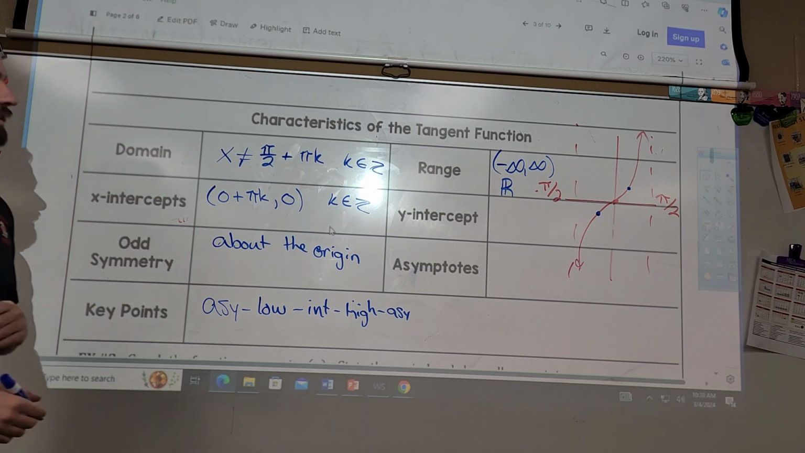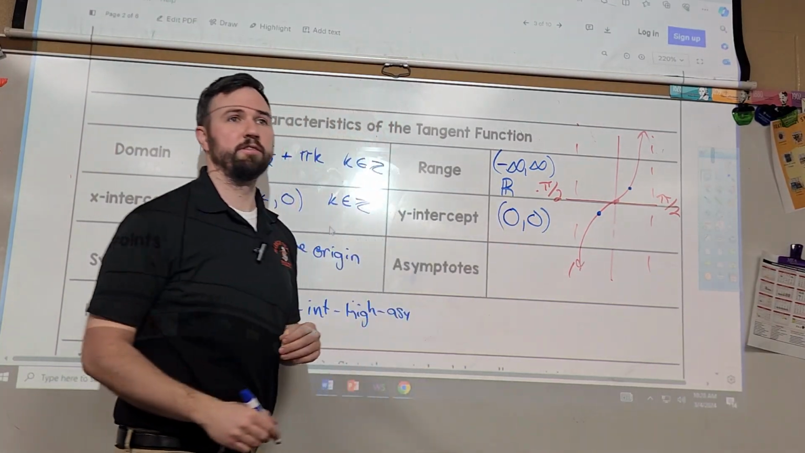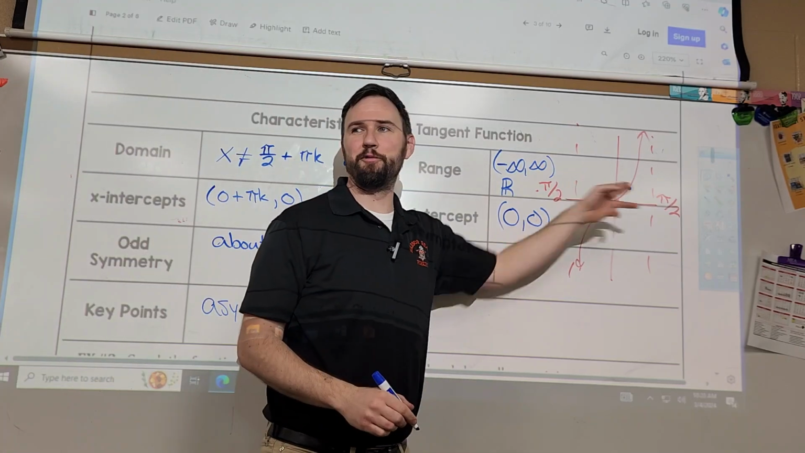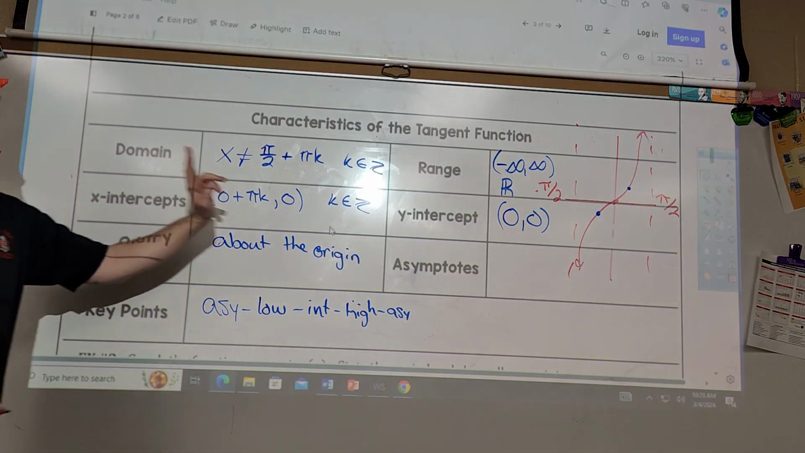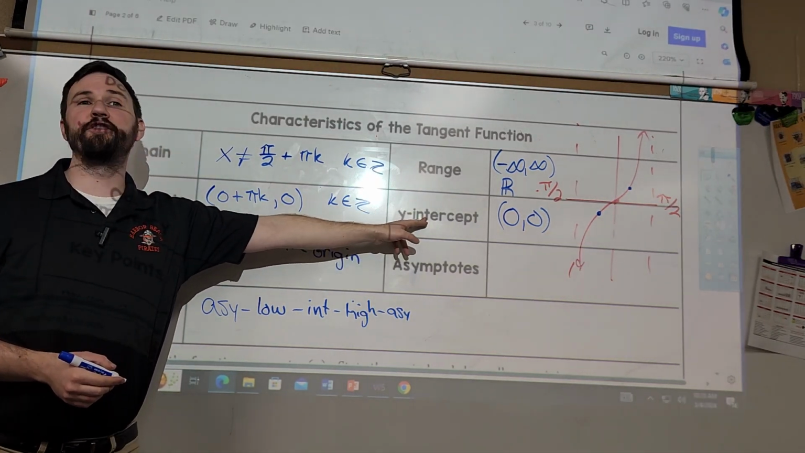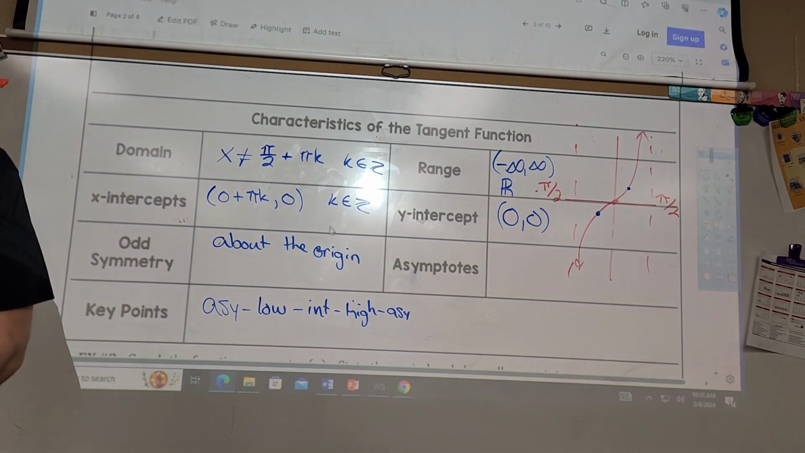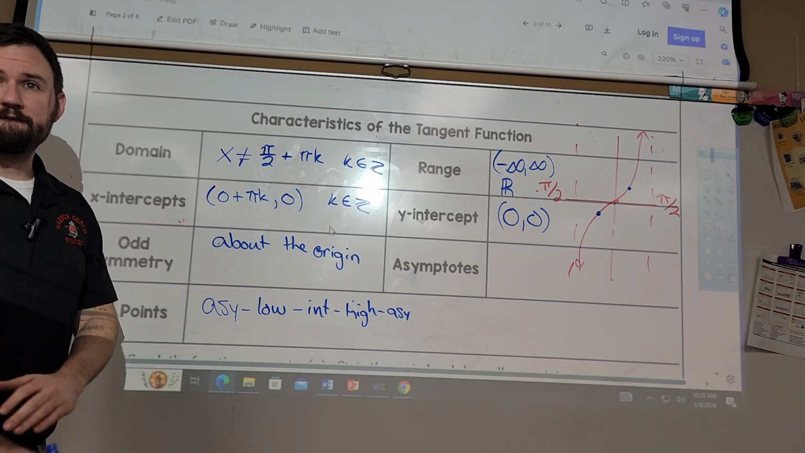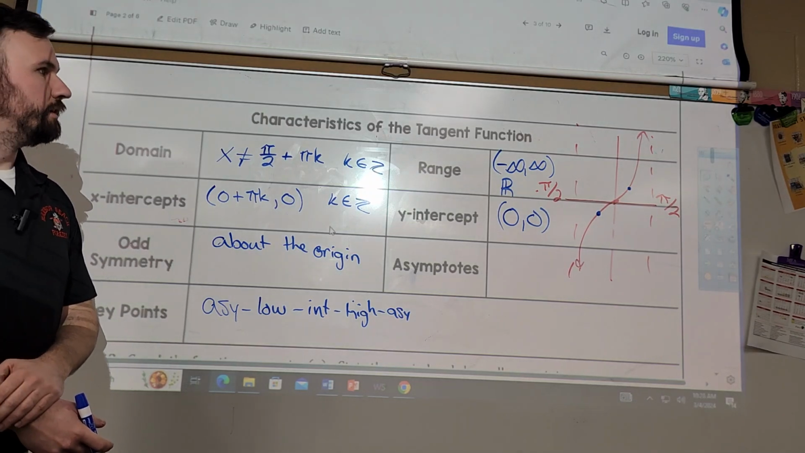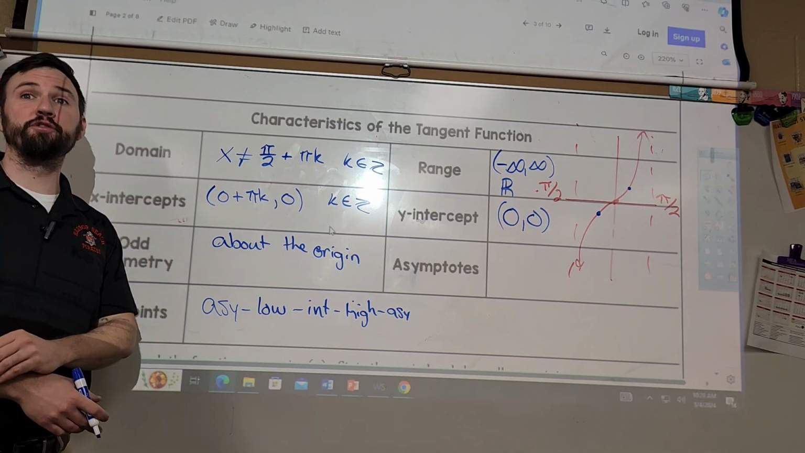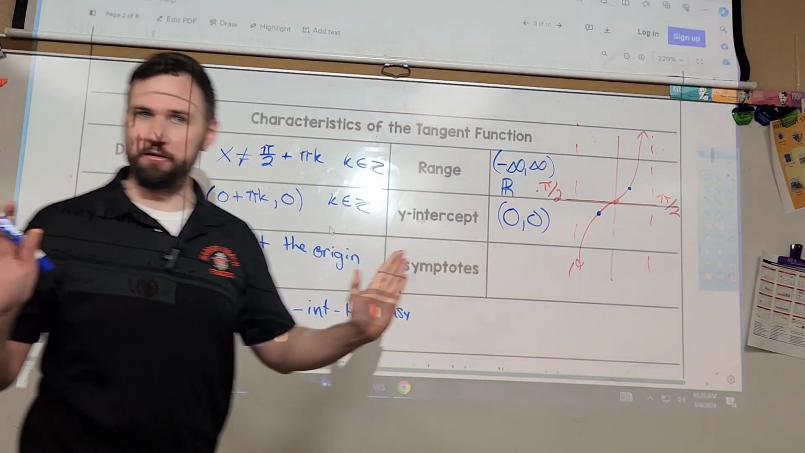What's my y-intercept on this? 0, 0. Why aren't there infinite y-intercepts? Because it only crosses that one once, right? Infinite x-intercepts, not infinite y. If you had more than one y-intercept, is it a function? No, it'd fail the vertical line test. Yes, you can have a tangent function without a y-intercept, right? If I shifted this over and the asymptote was there, it would never cross the y-axis.